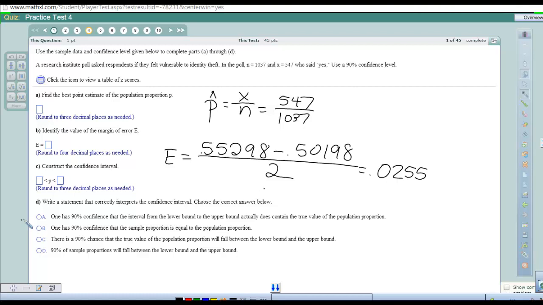All right, so we've eliminated B and D. B just really doesn't make sense. D, 90% of the sample proportions will fall between, that's not what we're saying. C says there's a 90% chance that the true value will fall between the lower bound and upper bound. Why is that not the right answer?